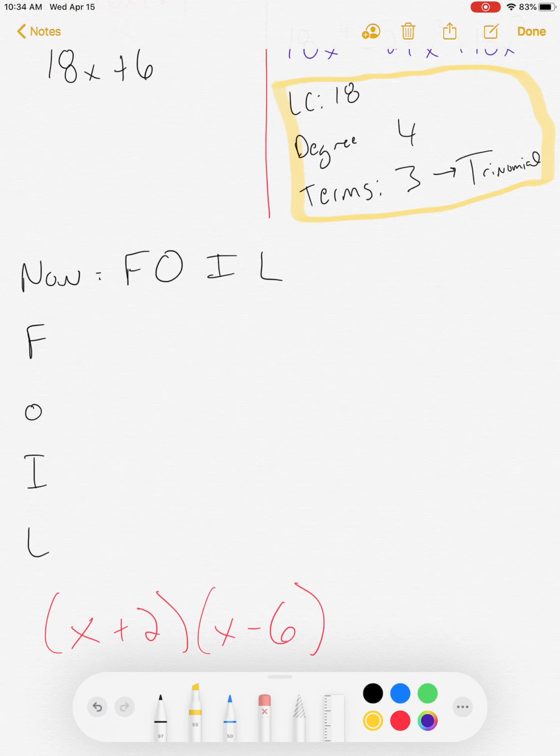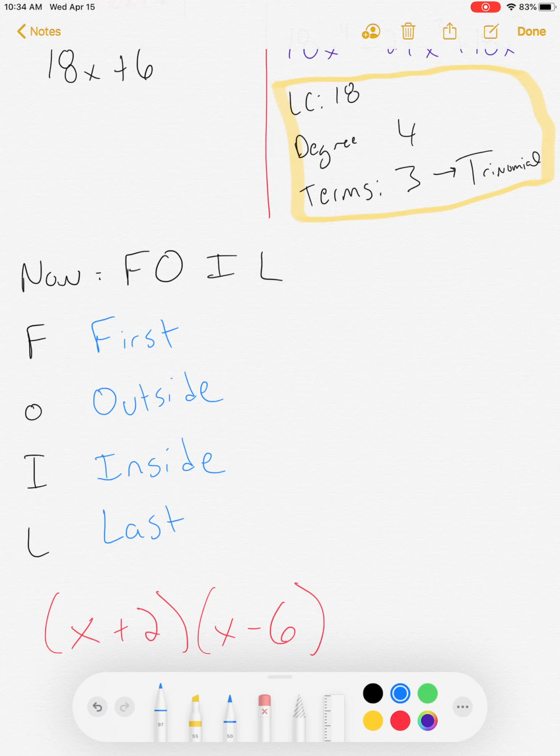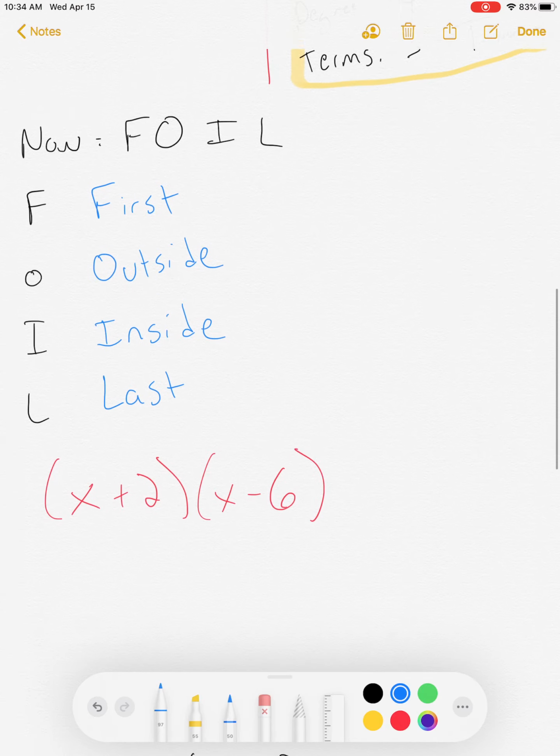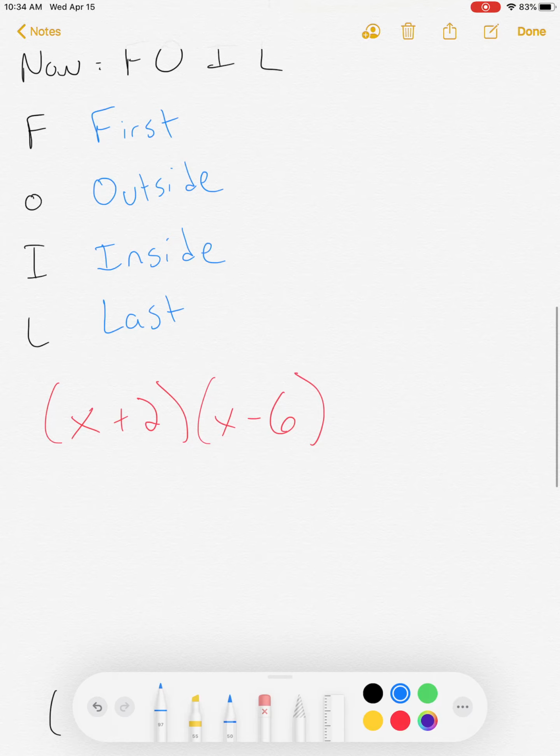This one is foiling. So foiling is a technique. It's essentially double distributing, but the letters stand for something. In FOIL, the F stands for first. The O stands for outside. You can probably guess, the I stands for inside. The L stands for last. I will go through what that means in this first example.